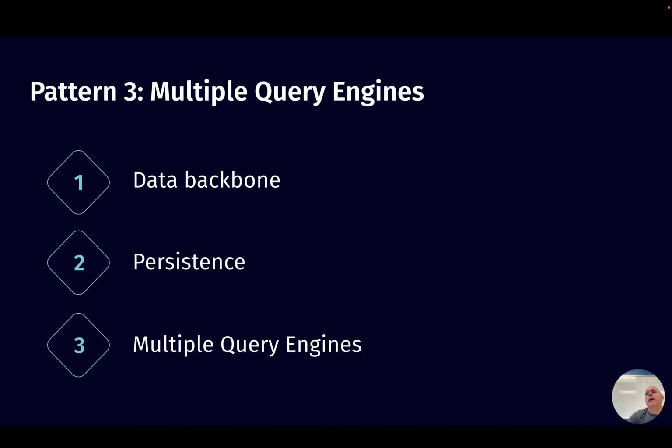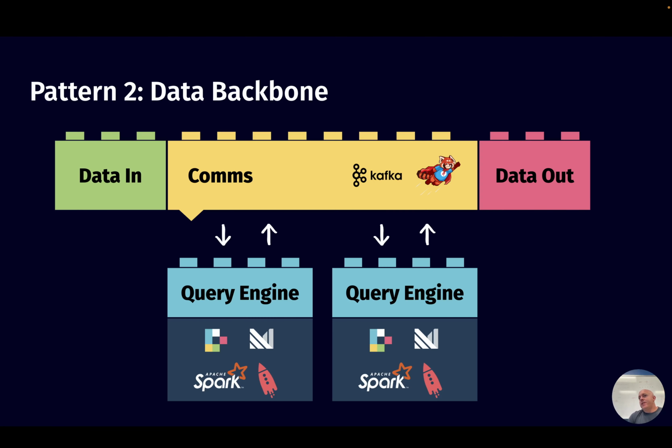Now we can take that design pattern 2 and make it a little more complicated. In this case, we have the data backbone, we have persistence, but instead of having one query engine, we'll have multiple query engines. So each of these query engines, like before, talks to Kafka. It reads data from Kafka as inputs, does its calculations, it sends the outputs back to Kafka as new topics. So in this case, you can think of these query engines as being like microservices. Each one is dedicated to a particular real-time calculation.